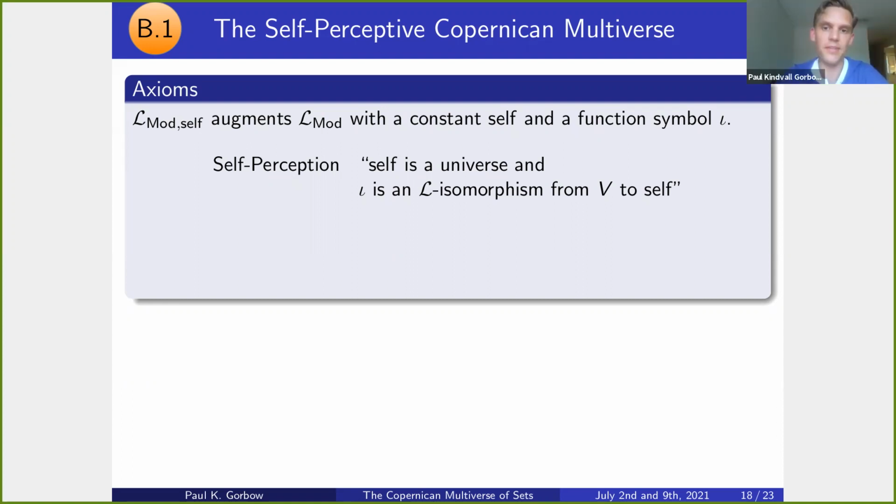So this axiom says that this universe where we're sitting is isomorphic to one of the universes within it, and that universe is given the name self here. It's not essential that we need to have a constant for this, but it's convenient.